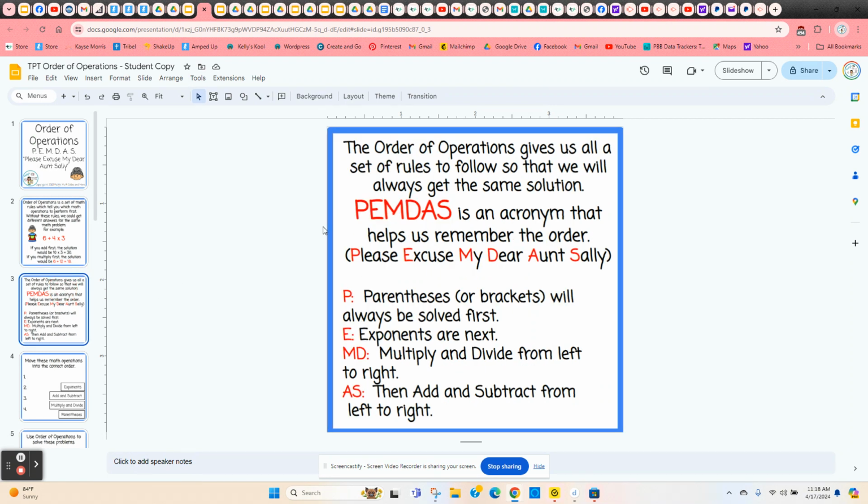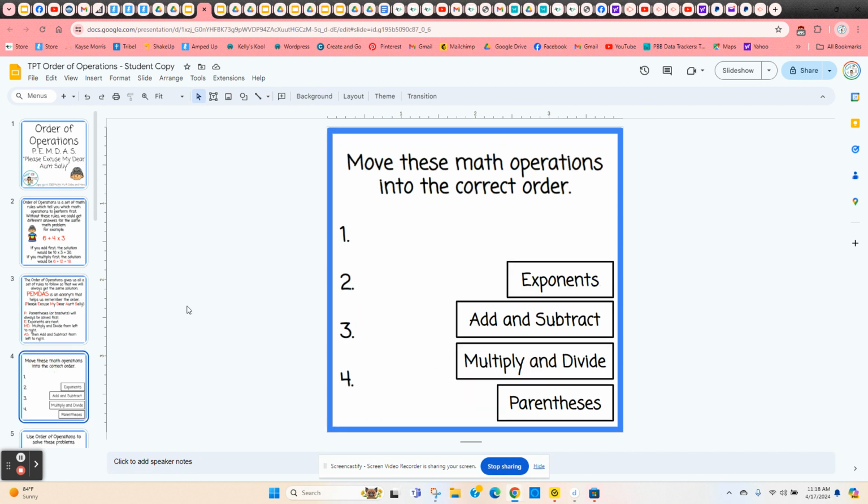And the next slide gives them an acronym, PEMDAS. Please excuse my dear Aunt Sally, to help them remember the steps. So they're going to use parentheses first, exponents, multiply and divide from left to right, and then add and subtract from left to right.